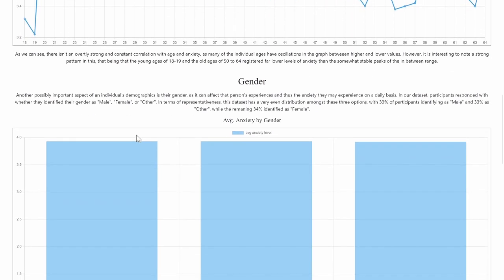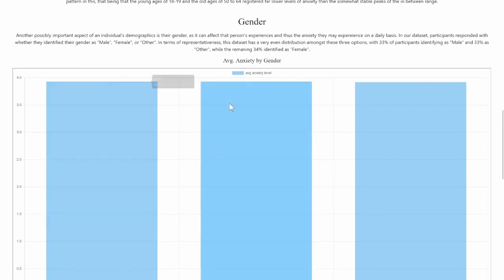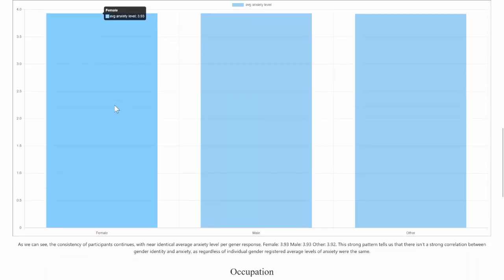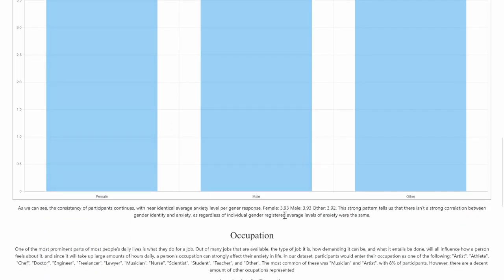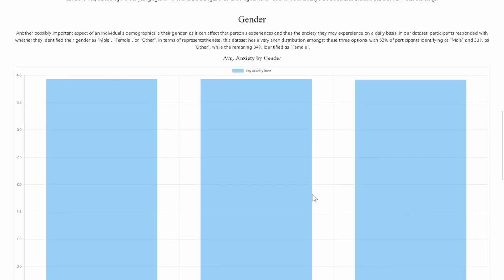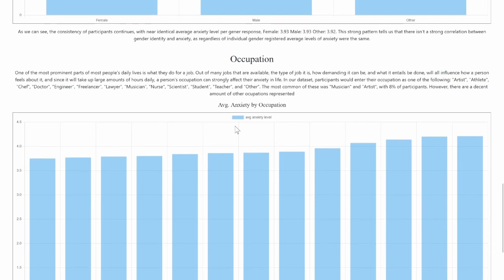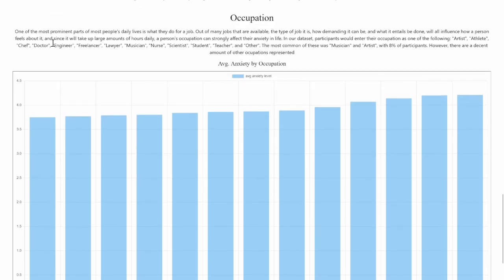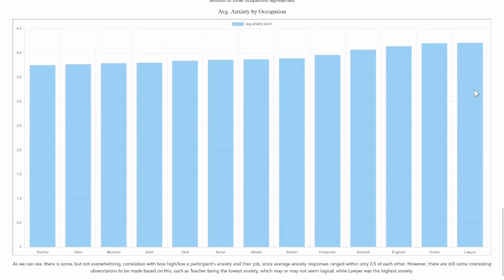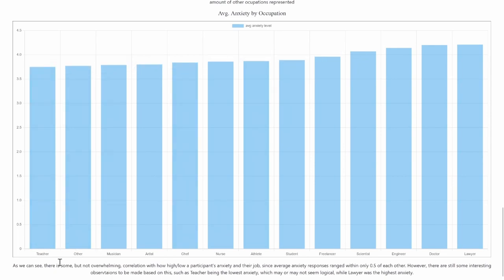Next, we have gender, which follows the same structure as age. This was surprisingly one of the most even categories, with roughly the same number of participants per unique response, and very similar average anxiety rates, perhaps being a useful indicator of the reliability of these studies and samples. Finally, we have occupation, where the average anxiety level of each of 13 unique occupation options is displayed. Here we see no staggering differences, but some noticeable disparities between certain jobs.